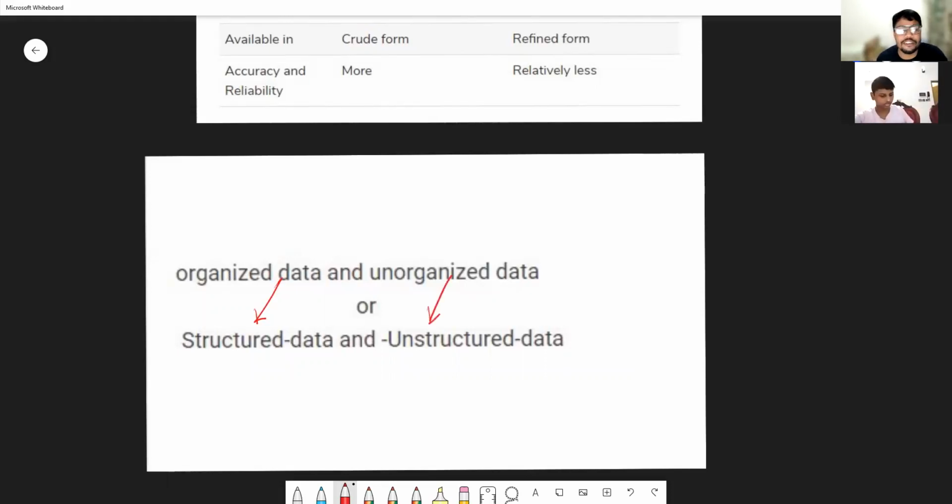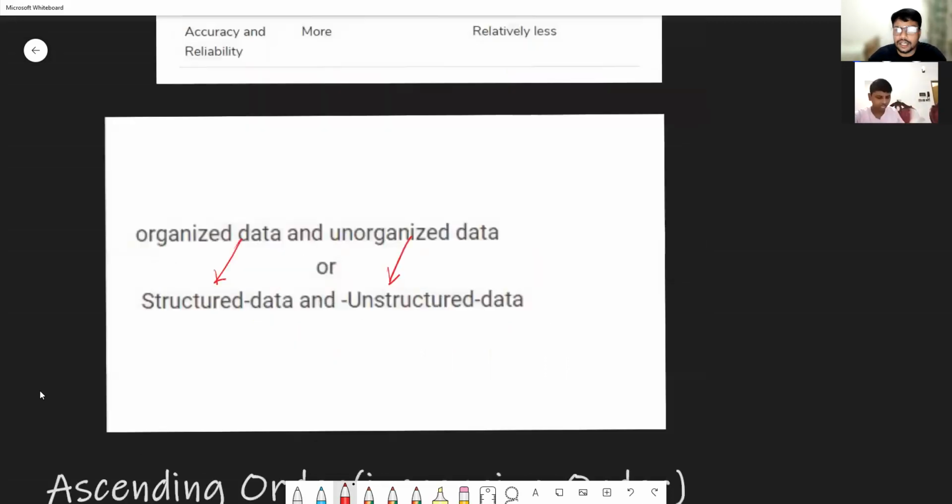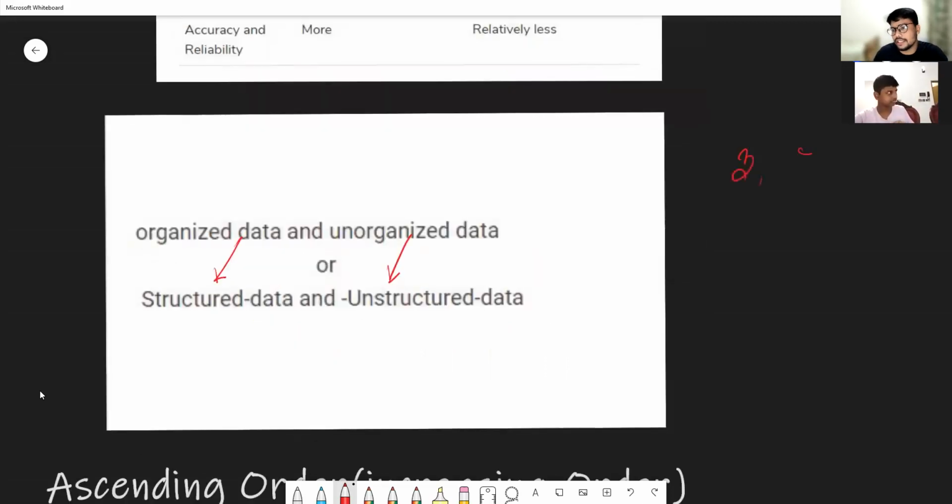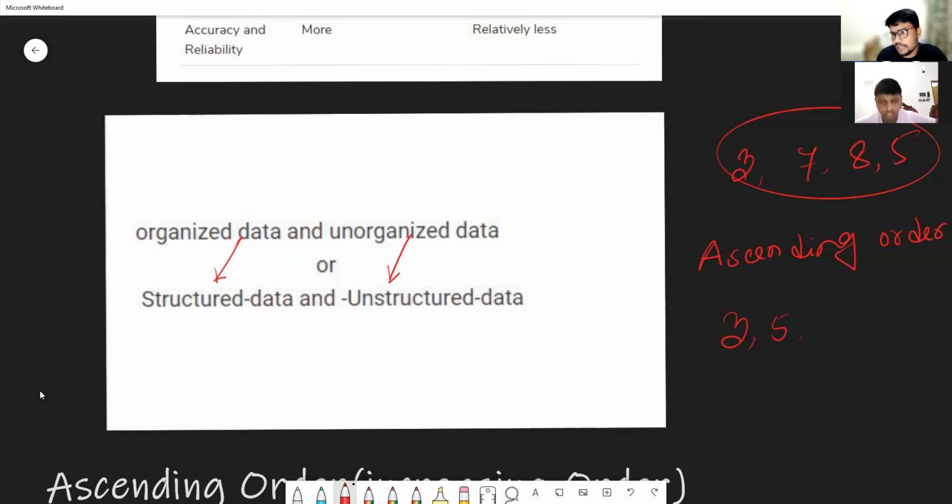There is another meaning of organized. Suppose I write here four numbers: 3, 7, 8, and then 5. Actually, this data is not organized. Organized means it may be in ascending or descending order. In ascending order, we write 3, then 5, then 7, then 8. So this is now organized or structured. And the first one is unorganized and unstructured.